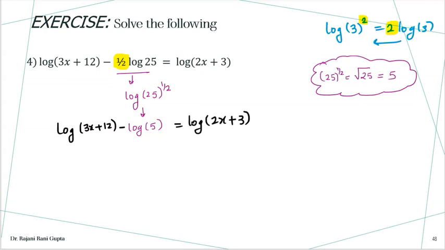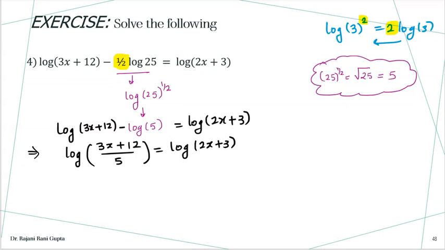So far, we just simplified this term. Now, here log of one term minus log of another term. So, using the second rule, it gives log of 3x plus 12 divided by 5 equal log of 2x plus 3. So, what does it give? It means the 3x plus 12 over 5 is same as 2x plus 3. Let's write it down. So 3x plus 12 over 5 is same as 2x plus 3.